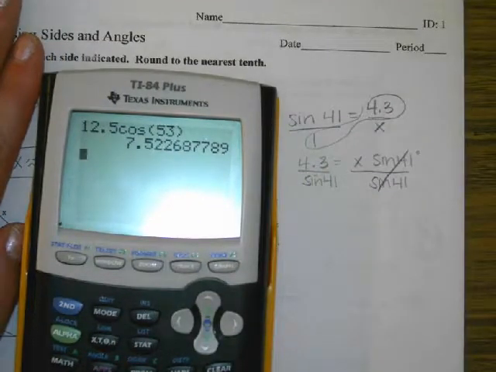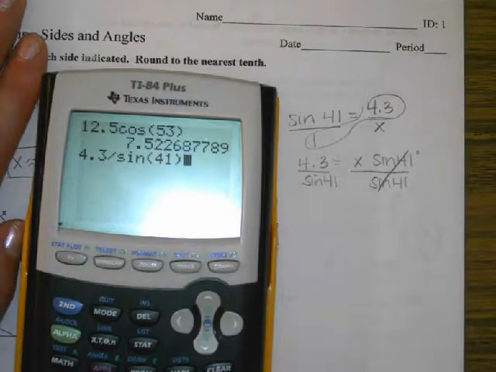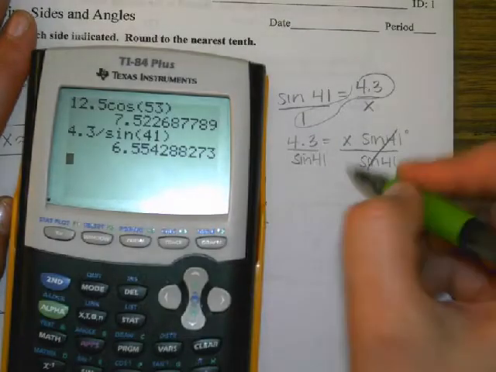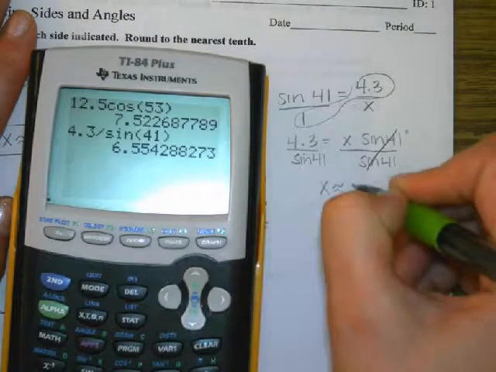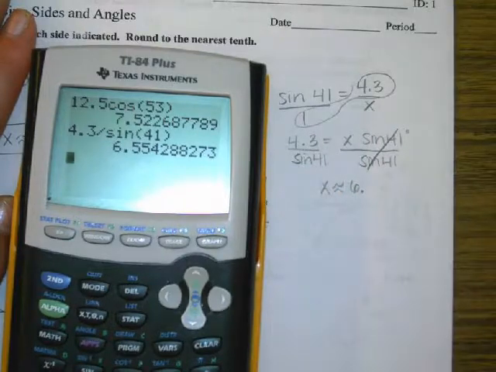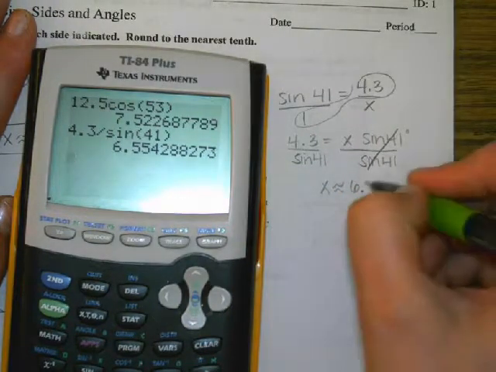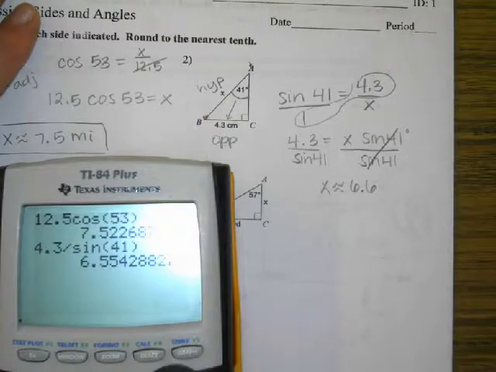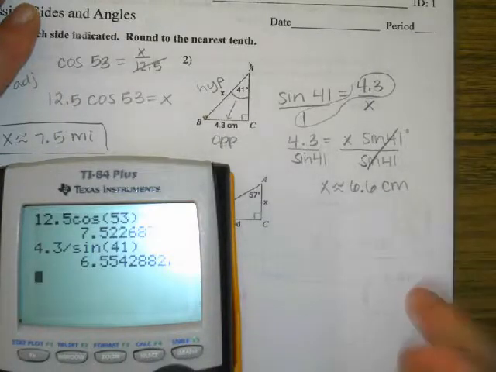So 4.3 divided by sine of 41. If we do one decimal place, what should we put? 6.6. What are the units? Centimeters. Okay.